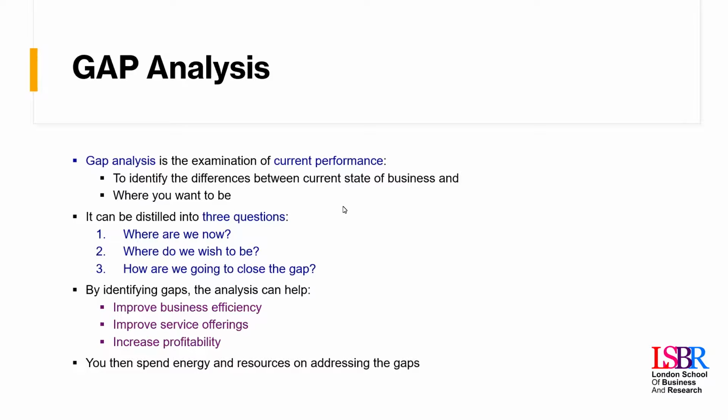By identifying the gaps, you can improve your business efficiency. You can become better at what you're doing. You can improve the services and products that you offer, making sure they are the best they can be. And finally, it's a way for you to increase your profitability, to make more money, revenue, sales, etc. You can then spend your energy and resources on addressing those gaps. How do you then improve your business to achieve success?